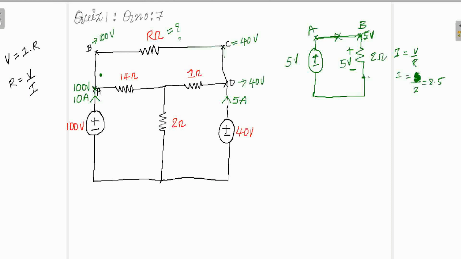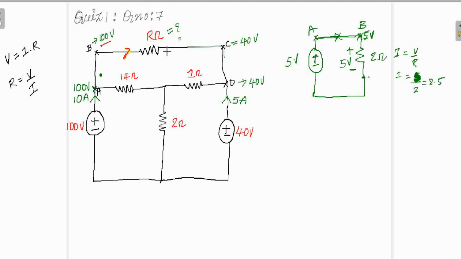Then what will be the voltage drop? Now before going to the voltage drop, what will be the current direction in R ohms? Whether it flows from B to C or C to B? Tell me. Always it moves from B to C only. Why? Because the current flows from higher potential to lower potential. Among this 100 volts and 40 volts, which one is higher potential? 100 volts is higher potential. So always current flows from 100 volts to 40 volts.